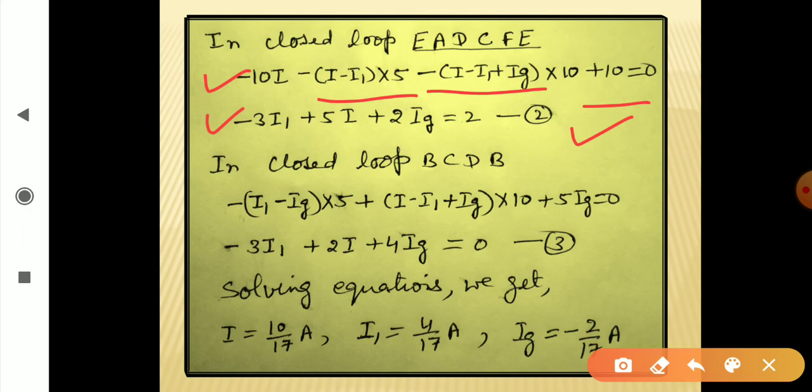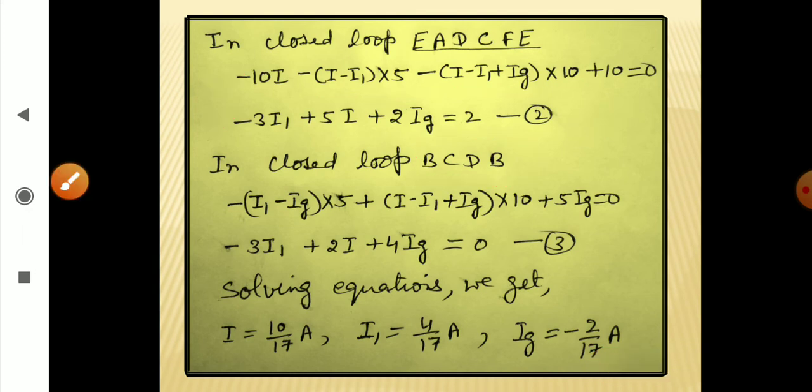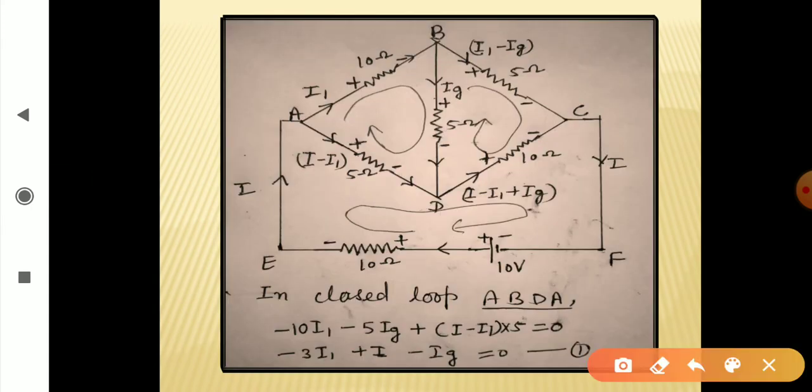Okay. And now we are considering closed loop BCDB, the other triangle. And when we write it for the other triangle, just look at it. Here in this triangle, again we are moving clockwise. So for 5 ohm, we are moving along the direction of current, fall of potential, so negative term. When we move this way, we are moving opposite to direction of current, rise of potential, so positive. When you're moving like this, we are moving opposite to direction of current, that is rise of potential, again positive. So first term is negative, the other two are positive.